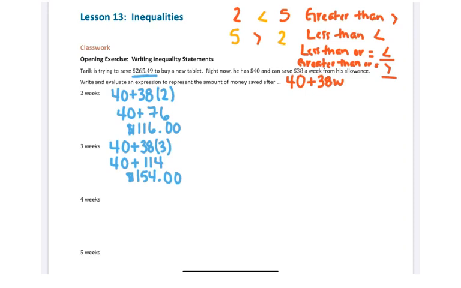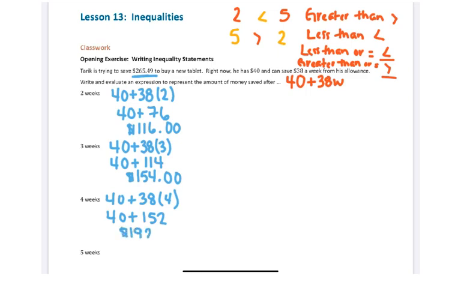So not quite. It doesn't get us to $265.49. He can't buy his tablet yet. Let's try 4 weeks. So now I have 40 plus 38 times 4. And so 38 times 4 is 152. So now I'm going to add 152 and 40, and I get $192.